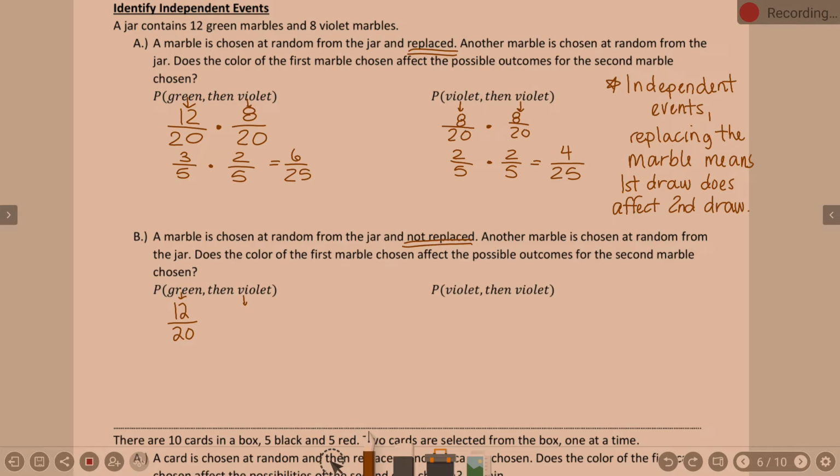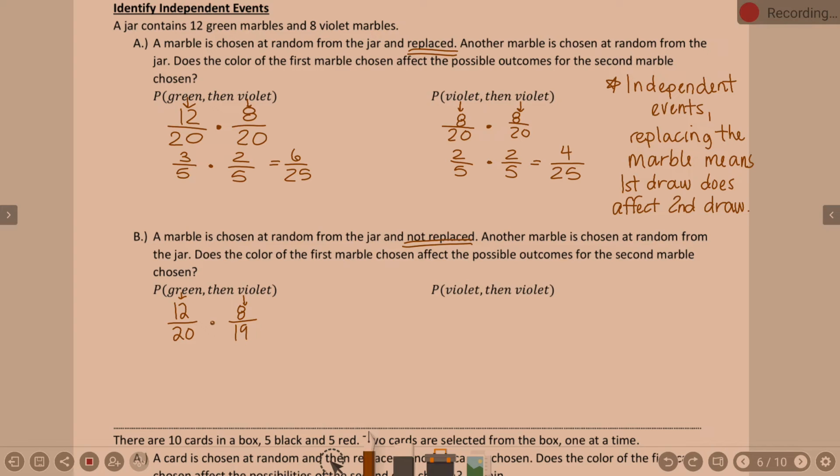Do we agree? How many violet are there? 8. How many total marbles are there now? Only 19, because what do we assume we did the first time? The probability of drawing a green. So we're going to assume we drew a green. We assume there's one less green in the mix, and so there's still 8 violet marbles, but it's only out of 19. Again, it would be multiplication.